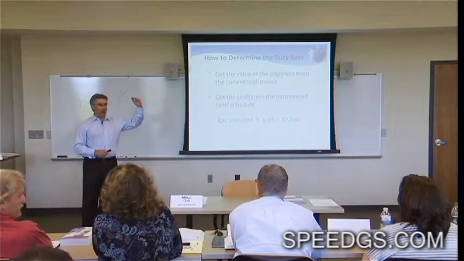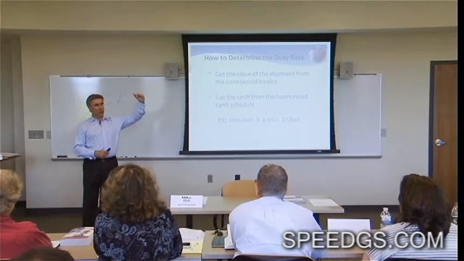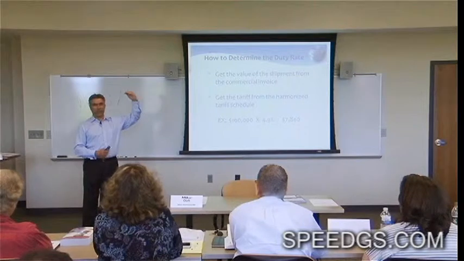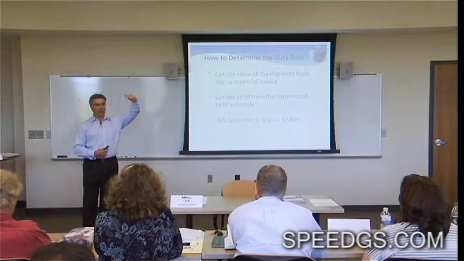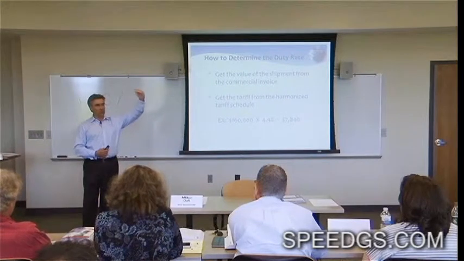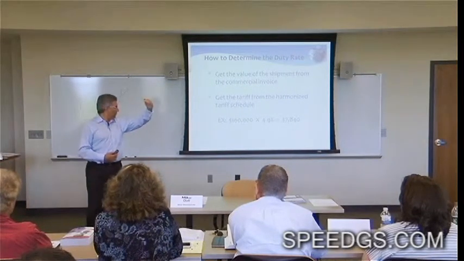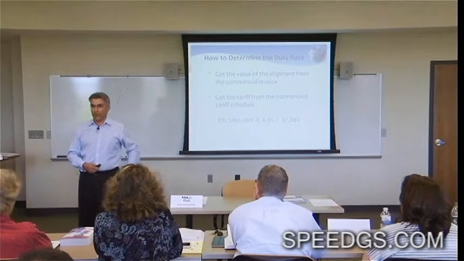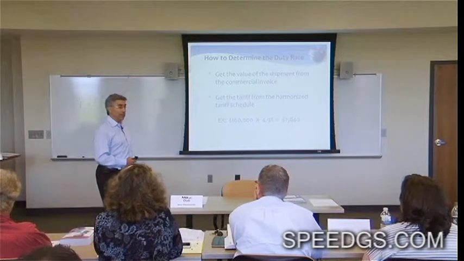Questions? What I want you to get out of this, there's three things I want you to get. Your harmonized code gives you your tariff. Your commercial invoice gives you your value. Your value times your tariff gives you your duty and taxes that you're going to pay the government.